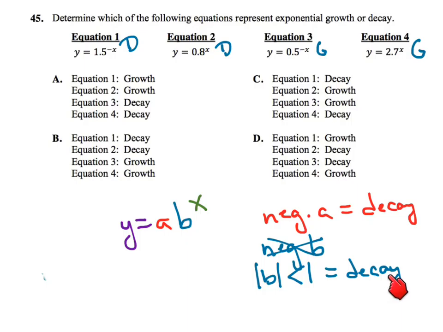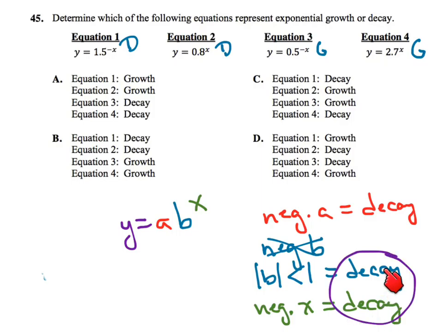That gives us decay. And if we have an x that's negative, we are dividing every time. So that is also decay. But what happens if we have two decays? Then we have growth. Kind of like two negatives make a positive, two decays give us growth. And so here we have growth, but here our negative x's decay, so we get decay.